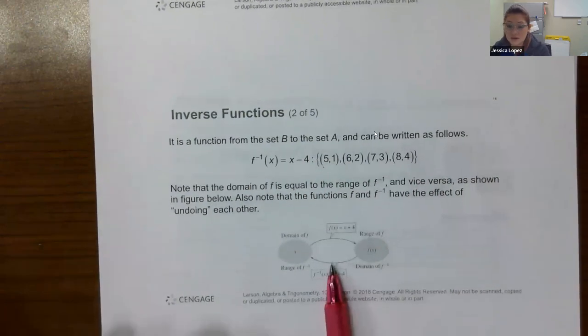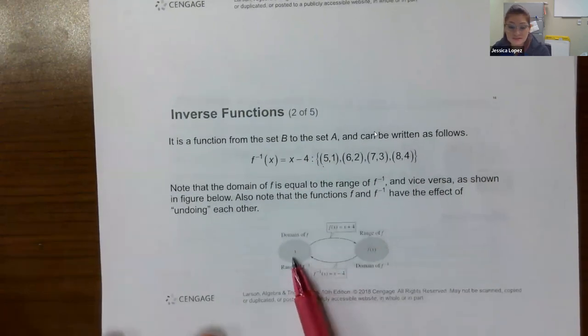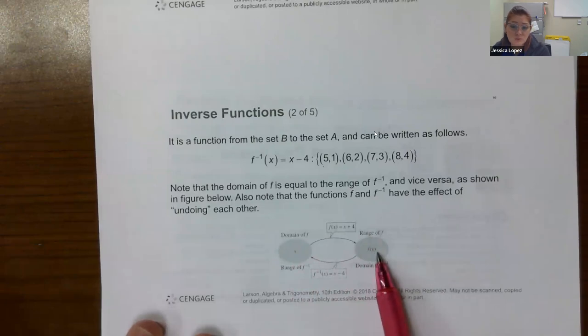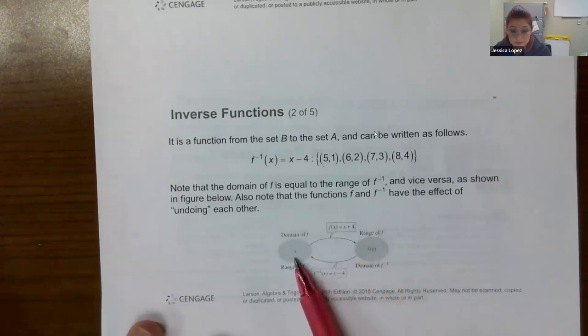So again, if you draw images, here you have some x's. When you plug them into f, you get y values, f of x. And if you take those y values and plug them into the inverse, you will get the original x's.